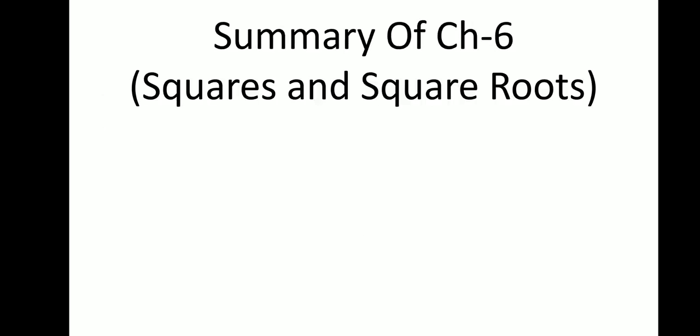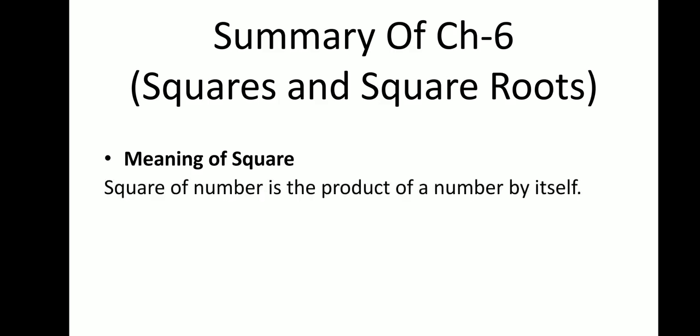Coming to summary of chapter number 6, squares and square roots. First of all, you should know the meaning of square. Students, you have already learnt about the area of square, which is equal to side into side. So area of square is equal to side square. So we can say that square of a number is the product of the number by itself.